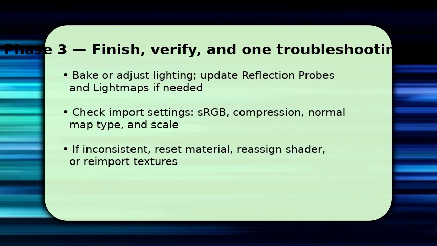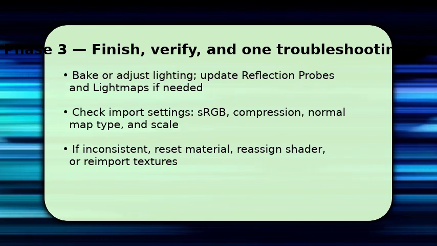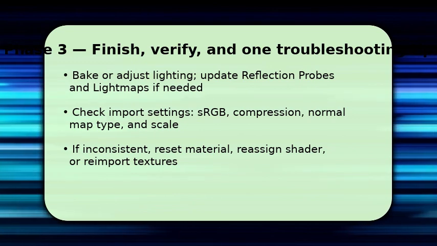If the material looks wrong or missing, try resetting the material, reassigning the shader, or re-importing the texture. These steps usually fix common issues. One key troubleshooting tip: check the console for shader compile errors if visuals fail to appear.